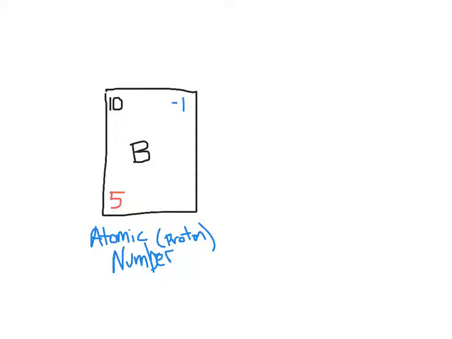Now, on the simulator, this little thing here, what's that? Hopefully you see up in the corner there, maybe a scale. That is telling you the mass of that particular atom. So that is the mass number.